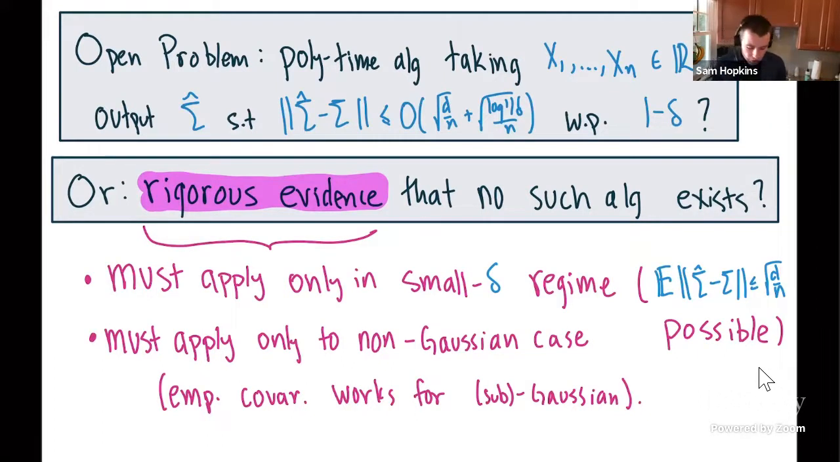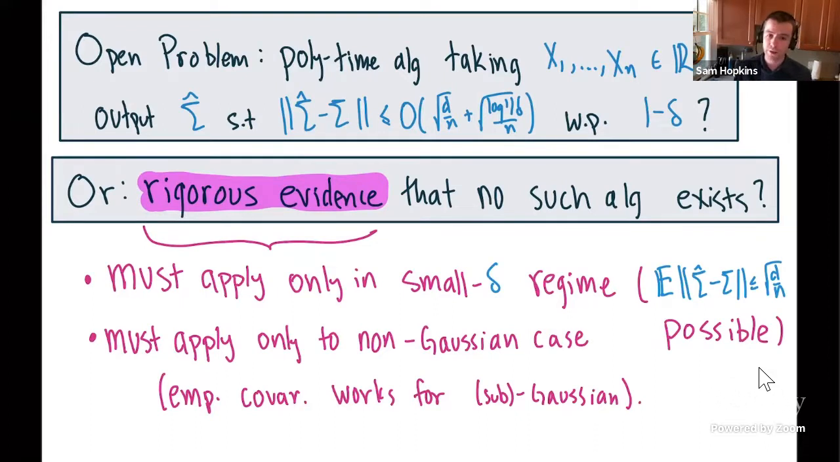And if it's not possible, the other half of the open problem is to give some kind of rigorous evidence that no such efficient algorithm exists. And this is where I think something qualitatively different is happening. This would be rigorous evidence for an information computation gap that has to somehow isolate the small delta regime of estimation. It's supposed to apply only to very high probability estimation. Notice that even if I make only a small number of moment assumptions, the empirical covariance still does a good job. It still does the right thing for large deltas.